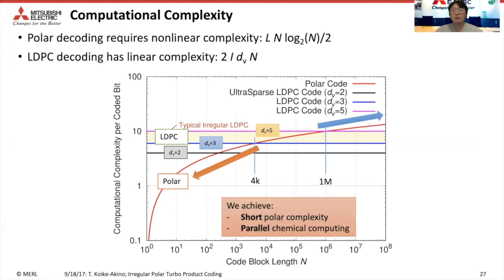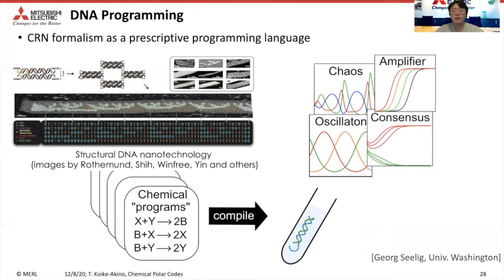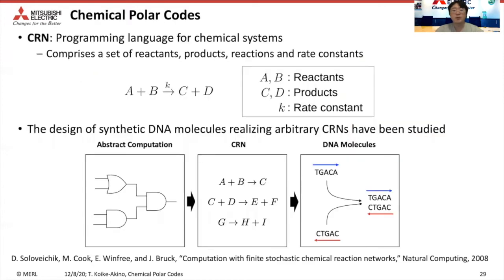In this talk, we propose chemical reaction networks for short polar codes. To realize chemical polar codes, we may use DNA programming. Given DNA strands, we can establish chemical reaction networks. CRN is a programming language for chemical systems. It comprises a set of reactants, products, reactions, and rate constants.